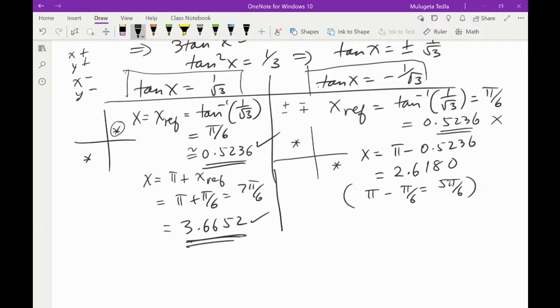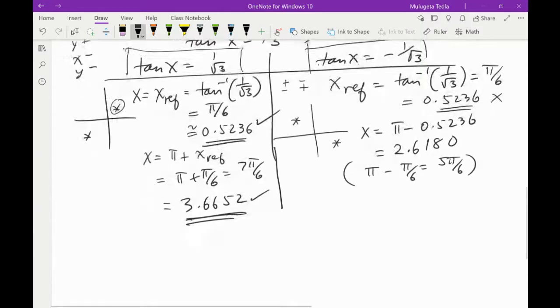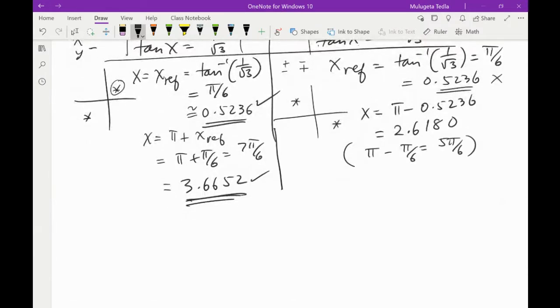I have students who have difficulty with expressing angles in pi. That's why I'm doing both the decimal and the exact numbers. The fourth quadrant angle is 2 pi minus the reference angle, which is 2 pi minus pi by 6.